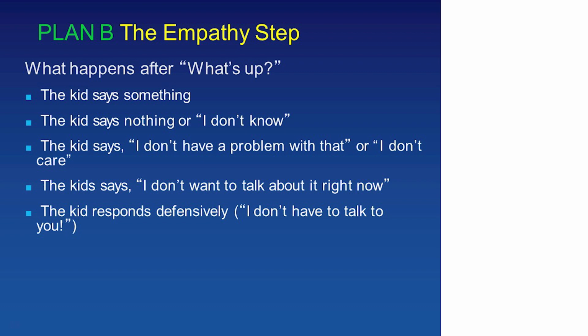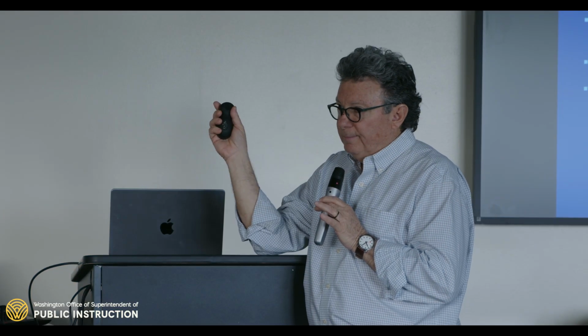The kid is going to say something, which we covered. The other 4 we're going to cover today. The kid is going to say nothing or "I don't know." This goes to a question we had earlier. The kid says, "I don't have a problem with that," or "I don't care." We're going to cover that. Possibly number 4, the kid's going to say, "I don't want to talk about it right now." And possibly number 5, the kid's going to become defensive and say something like, "I don't have to talk to you." We're going to cover all of them.